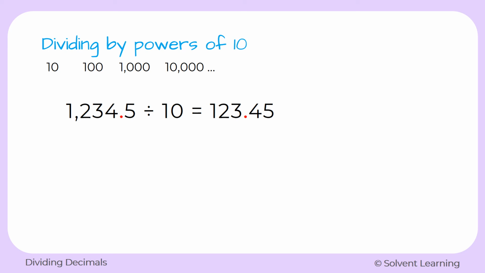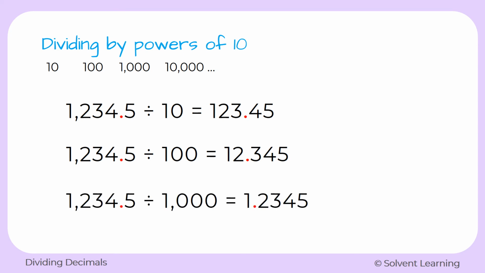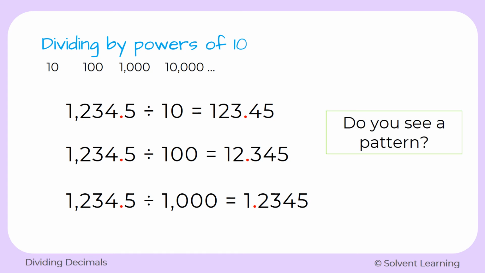123.45. Now notice that the decimal point moved to the left one place value. If we divide that same number by 100, the decimal point moves 2 places to the left. So now it's after the 2. And if we divide by 1,000, the decimal point moved 3 places to the left. So, you see the pattern?